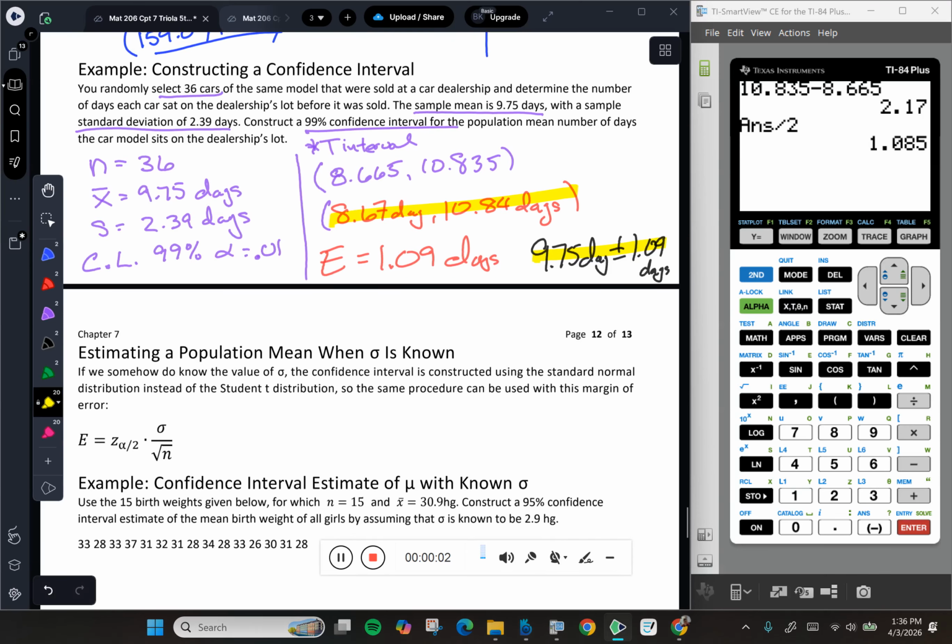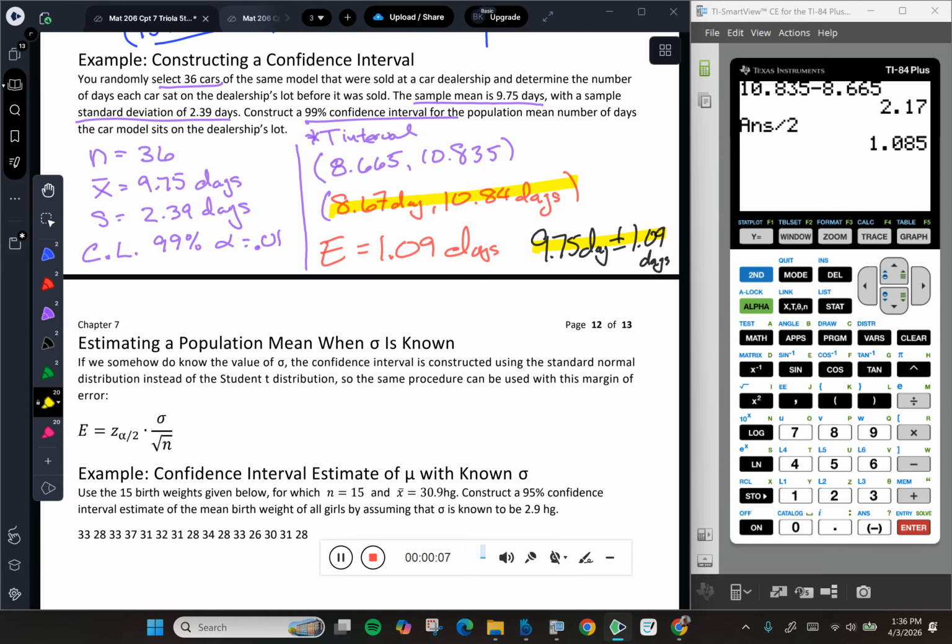Hi, welcome back for part two. In part one, we took a look at creating confidence intervals in the very likely situation where the information we were given was sample information. That is, we had a sample size, a sample mean, and a sample standard deviation.